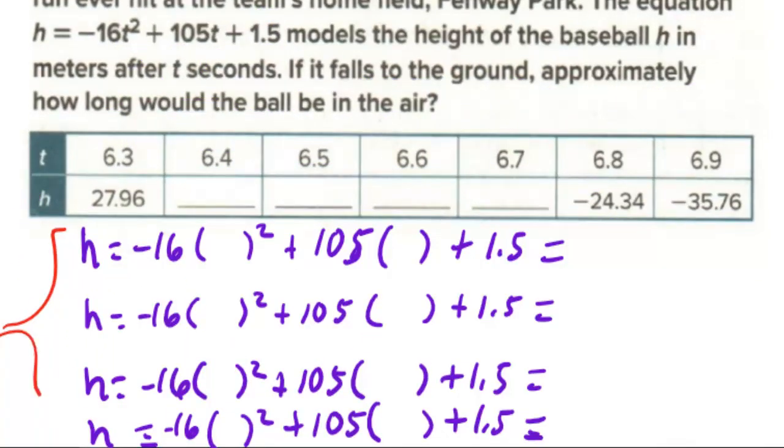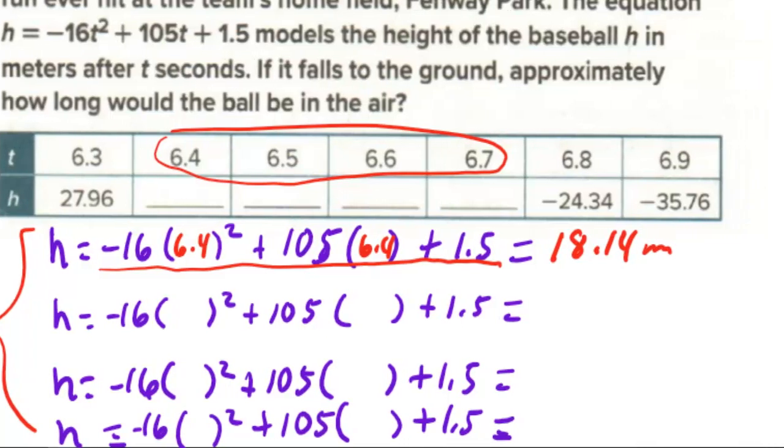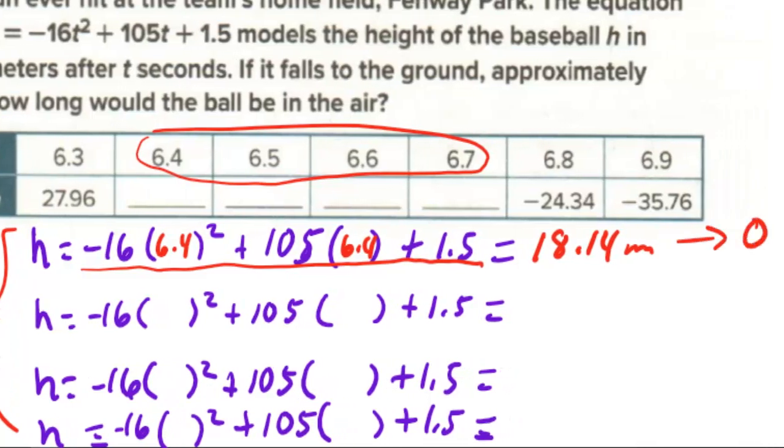Okay, so right here, I've gone ahead and set up the equation, waiting to input all of these different values of time. The first one is going to be 6.4 and 6.4. Now you're going to want to use a calculator to calculate this. I've gone ahead and calculated this already, and that value equals 18.14 meters. Now remember, we're trying to find out where it equals 0. So 6.4 seconds is not long enough in terms of flight time. So I'm going to try the next one.